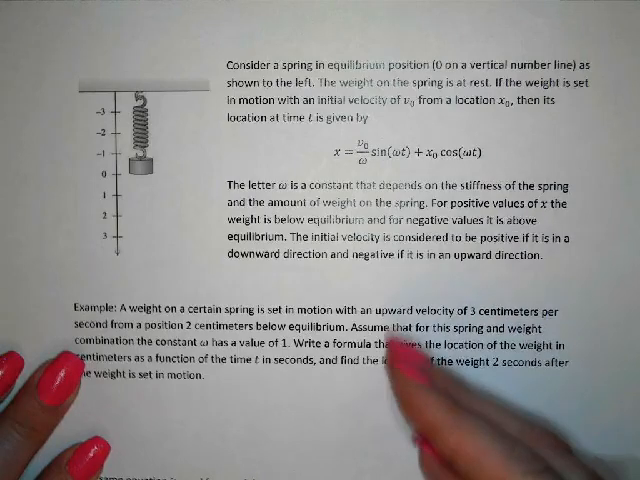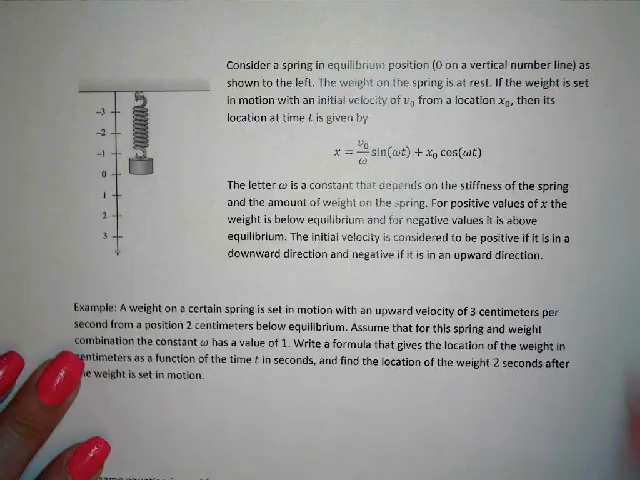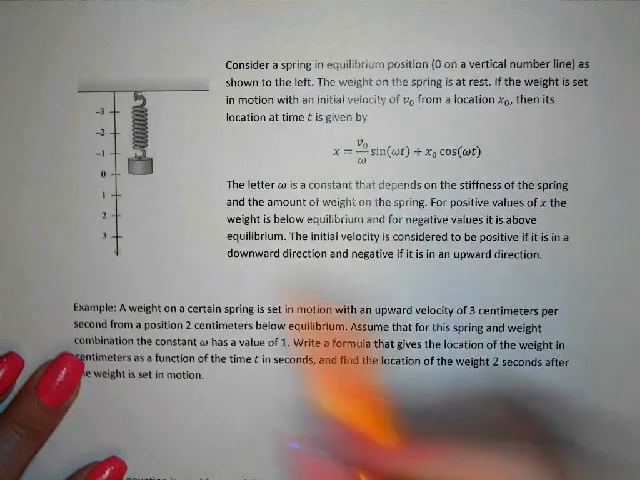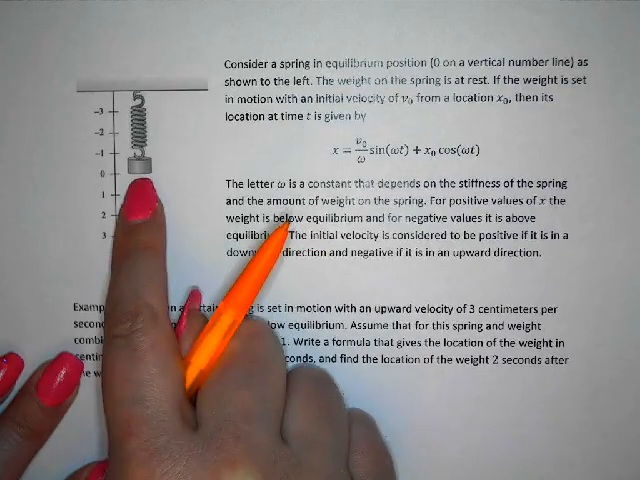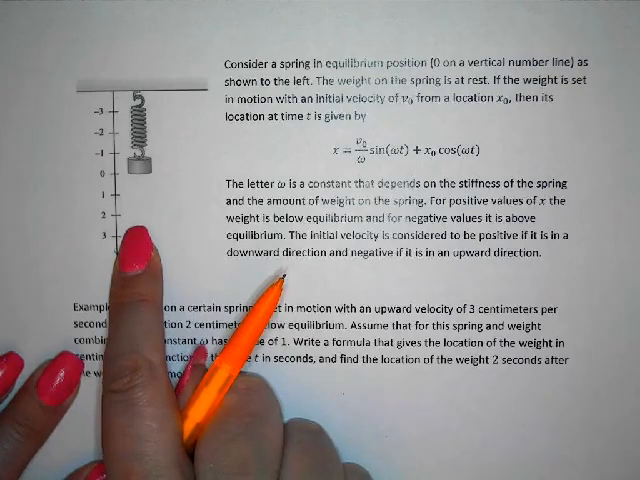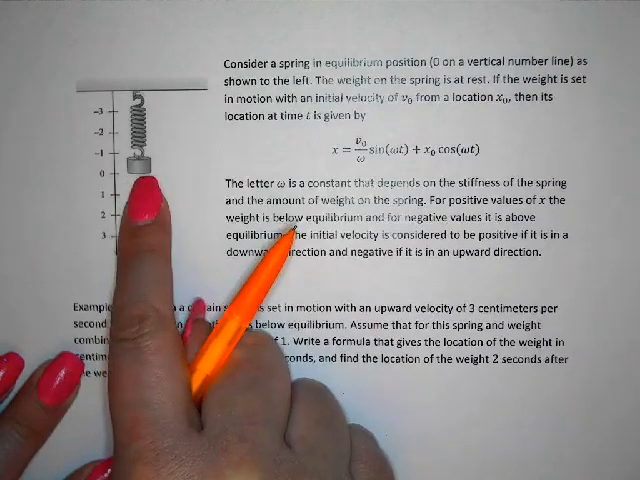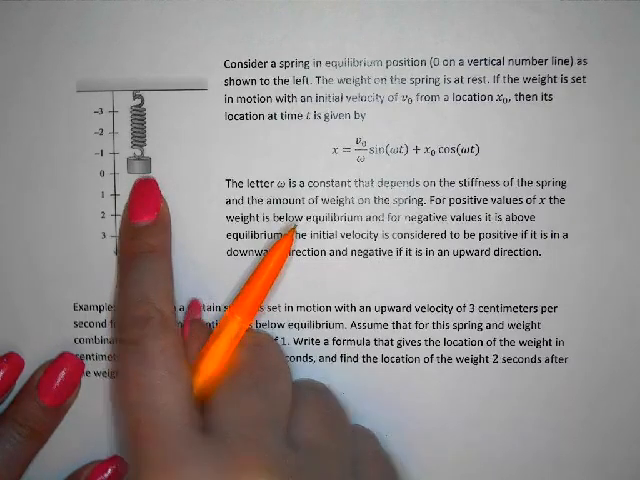So it says, consider a spring in equilibrium position. So that's 0 right here on a vertical number line, as shown to the left. The weight on the spring is at rest, meaning it's not moving. If the weight is set in motion with an initial velocity of v sub 0 from a location x sub 0, then its location at the time is given by this equation. And you can recognize this is kind of like what we were just talking about, where you have a sine portion plus a cos portion.